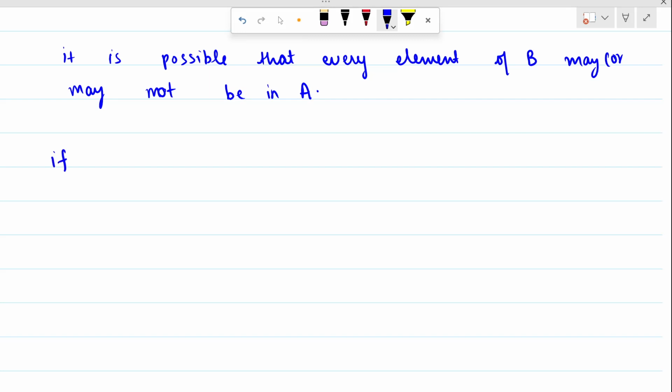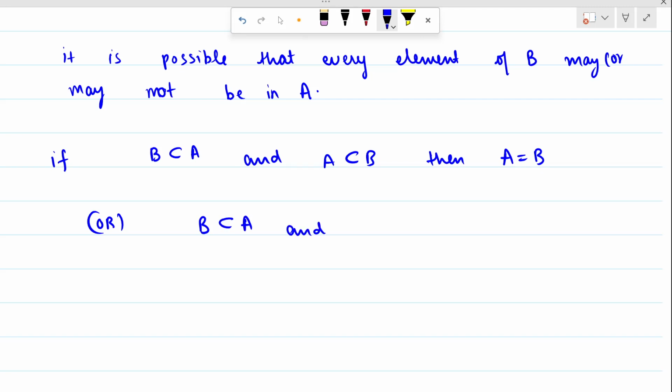So if B is a subset of A and A is a subset of B, then A is equal to B. Or mathematically we write, if B is a subset of A and A is a subset of B, which implies A equal to B. So this symbol means if and only if.